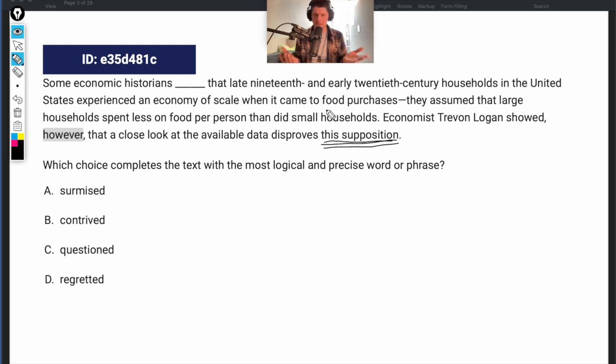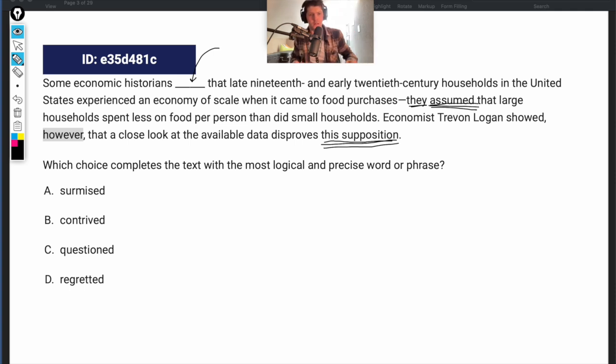Well, in this context, I don't see any other place for the demonstrative pronoun to be referring to. So what is this supposition? Well, I guess, okay, here it is. It's the assumption that they've made. And indeed, what is that assumption? Who is they, right? They is the group of historians. Okay. So the historians assumed, I believe, is a nice word or phrase we could even put in there, right?